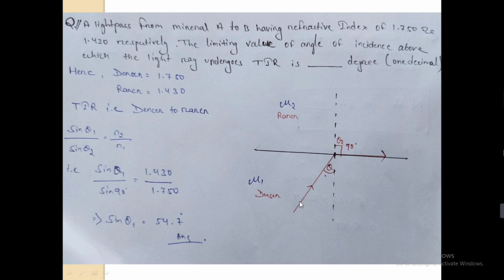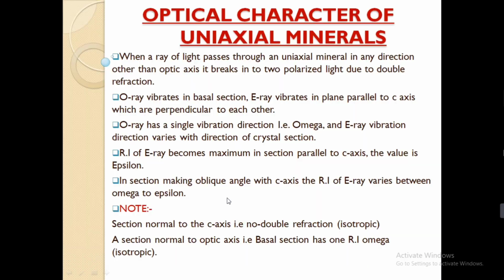So we know the incident angle is θ1 and refracting angle is θ2. According to Snell's law, sin I by sin R equals refractive index of second medium divided by refractive index of first medium. So sin θ1 divided by sin 90 equals 1.430 divided by 1.750. Now the answer is θ1 equal to 54.7 degree.